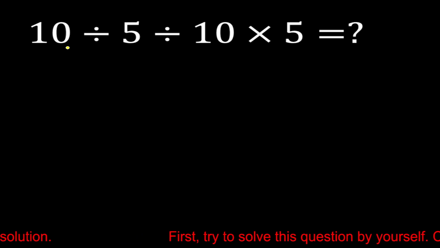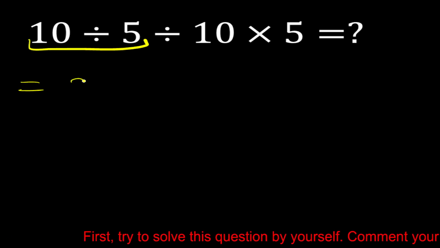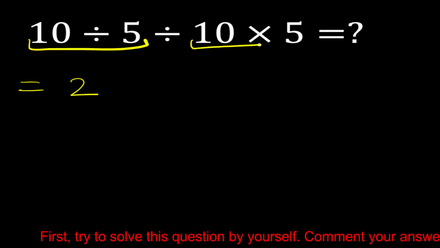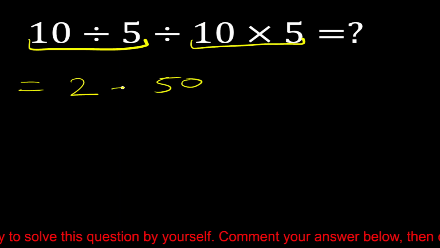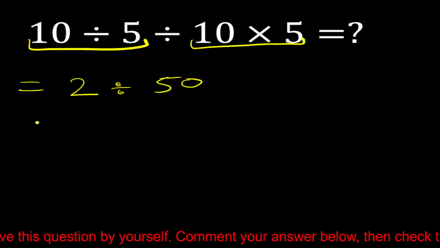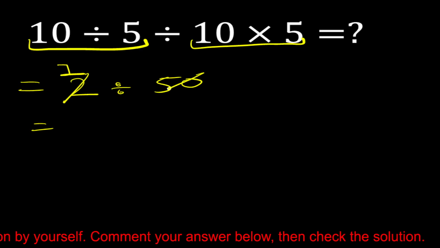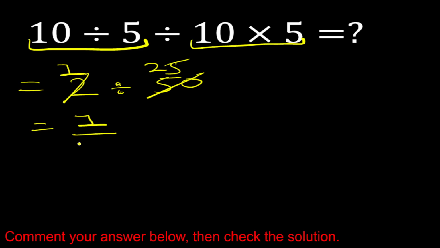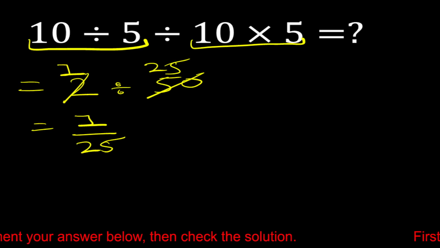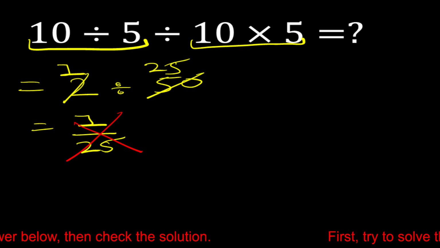So most people solve this question like 10 divided by 5 is equal to 2. Then again 10 multiply 5 is equal to 50. Okay. So 2 divide 50 is equal to 2 divide 2 is equal to 1. 50 divide 2 is equal to 25. So the answer is 1 upon 25. Okay. But this answer is not correct. This answer is completely wrong.